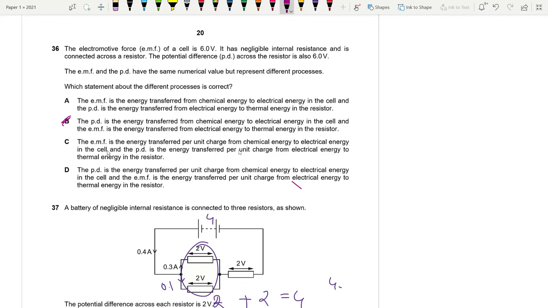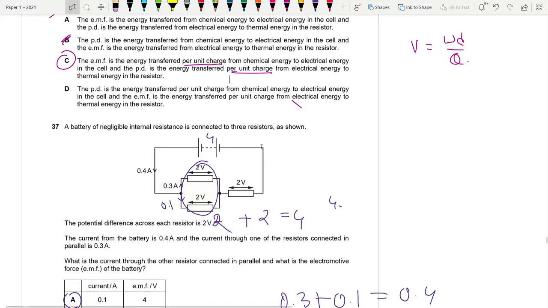Okay. The EMF is energy transferred per unit charge from chemical energy to electrical energy in the cell, and PD is the energy transferred per unit charge from electrical energy to thermal energy in the resistor. Okay, so A is correct, but C is the better answer, because according to volts, volts is equal to work done per unit charge. So we need to mention that. This is super important. Okay, so C is the answer.